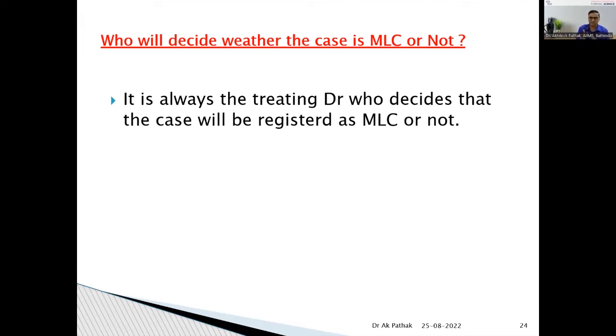Because there are conflicts. If a doctor says no, this is the nursing staff's work, the nursing staff says this is the doctor's work. Both say no, this is the work of the forensic medicine people. Forensic medicine people say no sir, this is the CMO's work, inside casualty. So who is liable to register, or who has the authority to decide that this case is an MLC or not an MLC case? Okay. So it is always the treating doctor who first attends the patient. He will decide that this case is MLC or not.